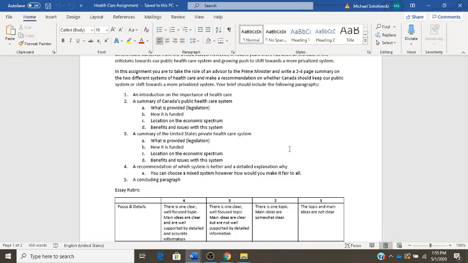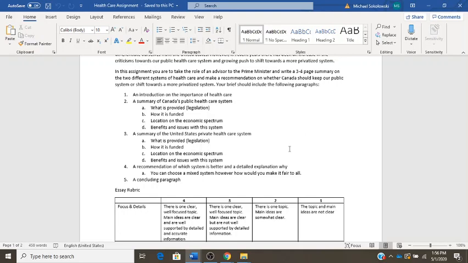Paragraph number 3 is the same as paragraph number 2. However, it is talking all about the United States private healthcare system. You guys just watched a very lengthy documentary on the American system. Once again, in it, you have to tell me what is provided. Is there any legislation that governs United States healthcare? And remember, they do have Medicaid. Then you have to tell me how it's funded. How do people pay for healthcare? In this section, you should be talking about health insurance, where on the economic spectrum it is located, and what the benefits and issues are within the system.